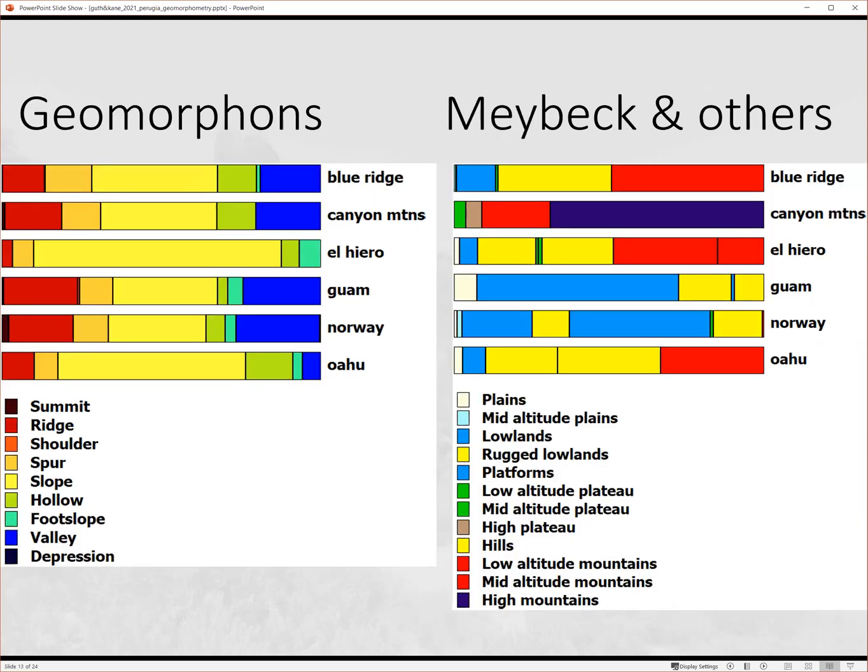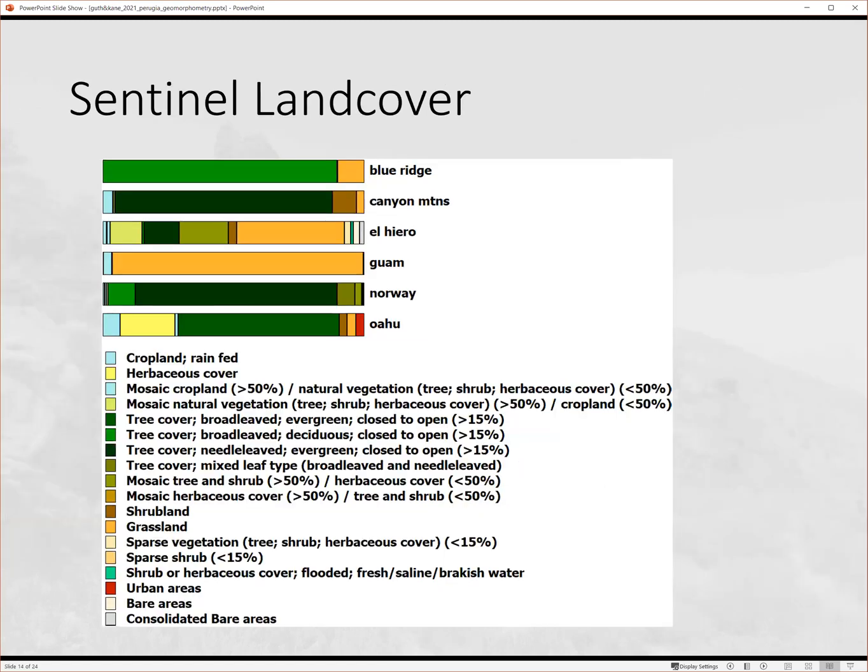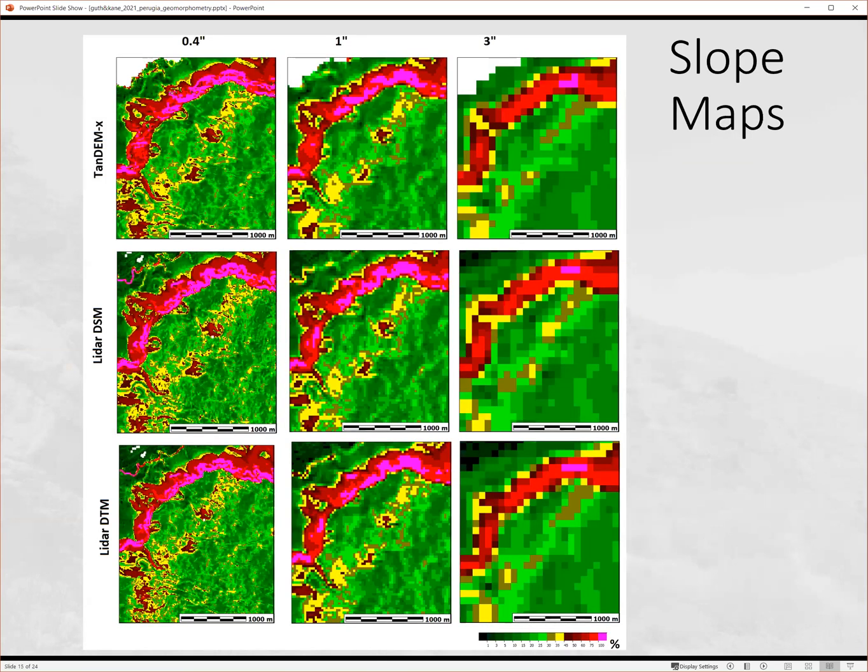We looked at a couple of characteristics of our test areas to make sure we're looking at different types of landforms. So we've looked at geomorphons, we looked at Mabeck and others, and we looked at the Sentinel land cover. So we're seeing a number of different areas here.